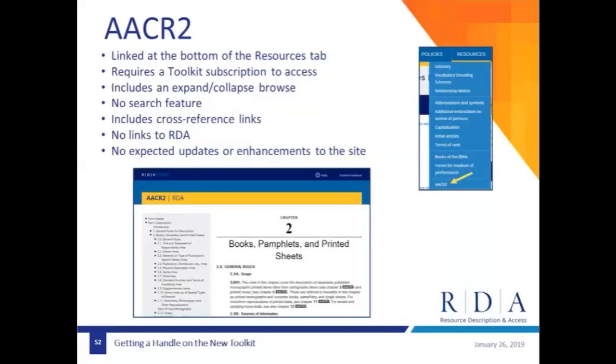Kathy already mentioned AACR2 has been added to the site. It's linked at the bottom of the Resources tab. You'll see it says AACR2. It does require a toolkit subscription to access it. The display of AACR2 includes an expandable, collapsible browse structure. It does not have a search feature. It includes cross-reference links within AACR2. It does not include any links to RDA.